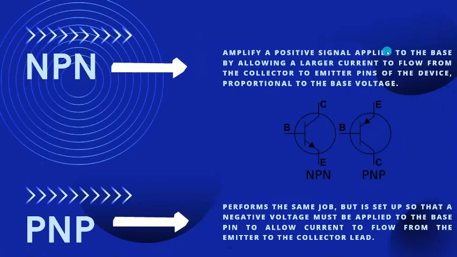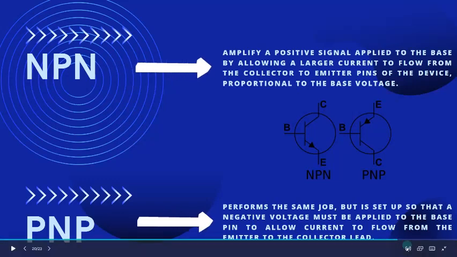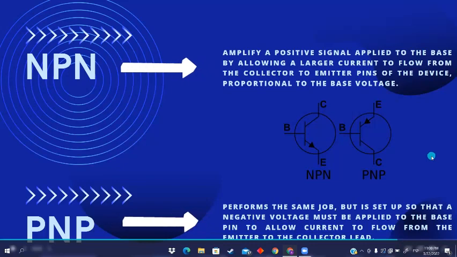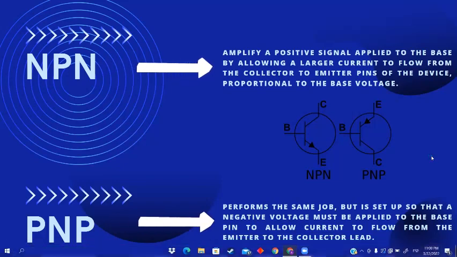The first one, the NPN transistor output, amplifies a positive signal applied to the base by allowing a larger current to flow from the collector to the emitter pins of the device, proportional to the base voltage. Now the next one, the PNP transistor output, performs the same job but is set up so that a negative voltage must be applied to the base pin to allow current to flow from the emitter to the collector lead.